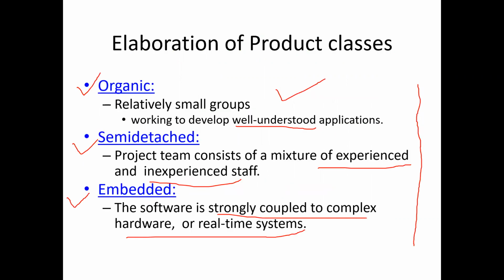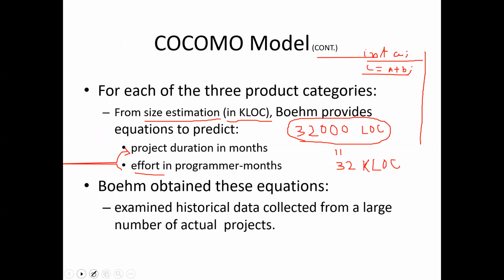So see, now first, what is your way? First you have to decide which type of product you have developed. That means your product comes under which type: organic type, semi-detached type, or embedded type. First you have to decide that. Fine. If you have decided that, then you should understand what your effort should be. For that, your size you should calculate in KLOC.